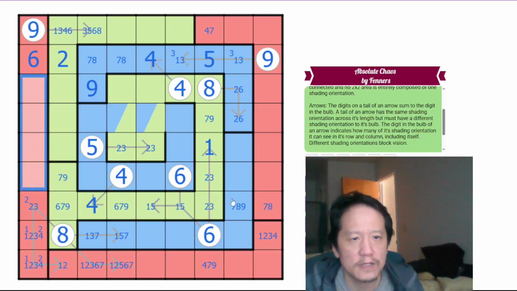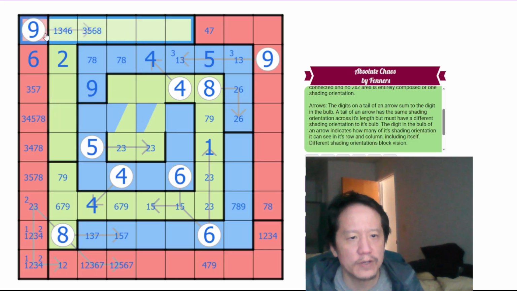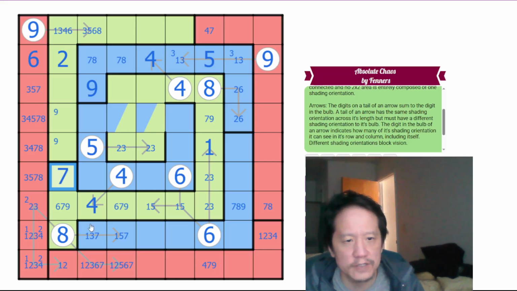Remaining digits in column 1. No 1, 2. Could be 3, 4, 5, 7, 8. No 4, 8 here. No 5, no 4 here. 9 cannot be here. Where is the 9 in this region? It has to be one of these two, which means this can't be 9. This is 7. This is 6. This is 9.